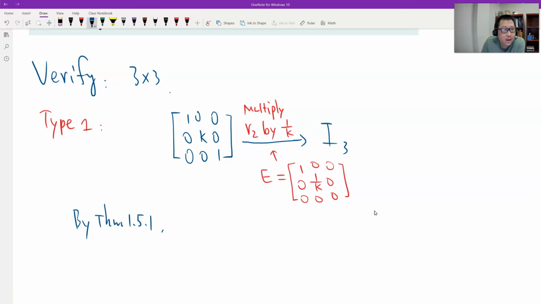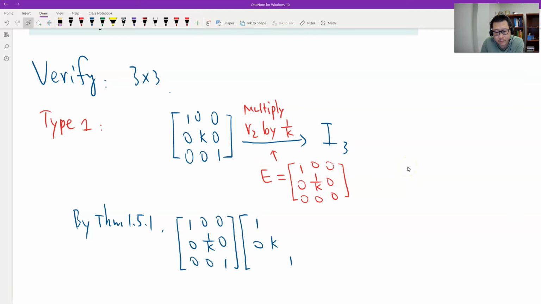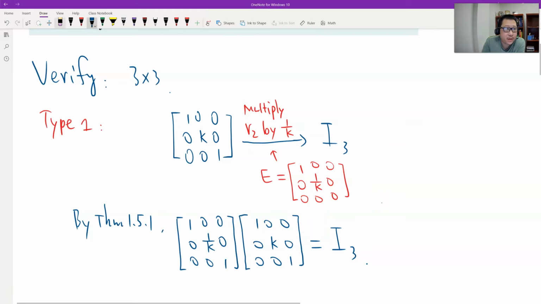This is E. If we want to get the identity, we just left multiply E to the matrix, and we get the identity. Let me write the equation. This is the equation. Oh, sorry, I made a mistake. Here it is not 0, it's 1. Can you see?